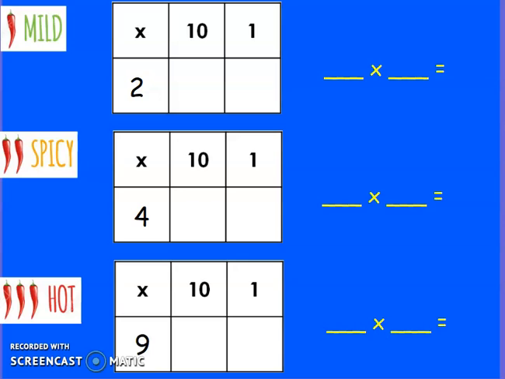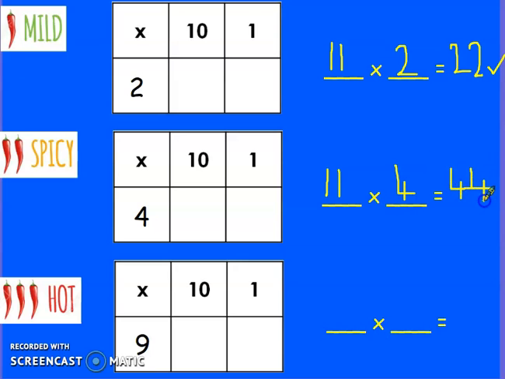Well done Year 4 mathematicians. Let's go through the answers. The mild challenge asked you to calculate 11 times 2 and the answer was 22. Well done, give yourself a mark if you got that right. The spicy challenge asked you to calculate 11 times 4 and the answer was 44.